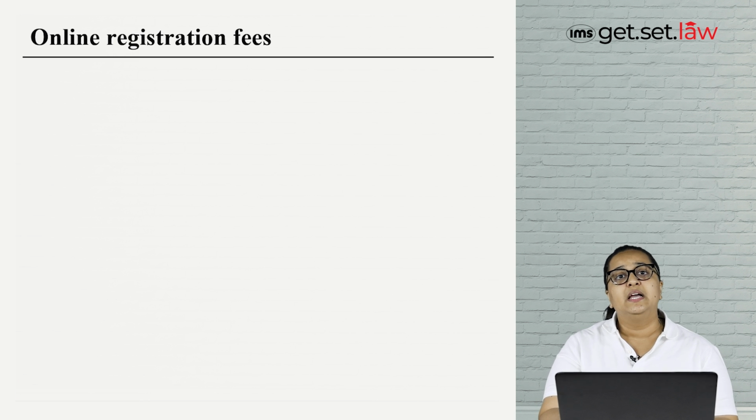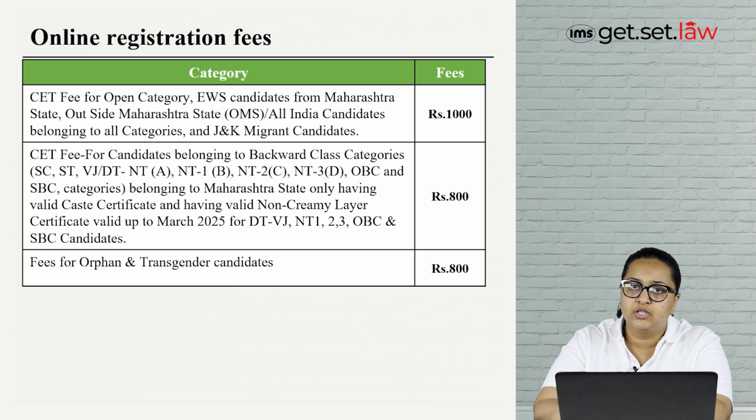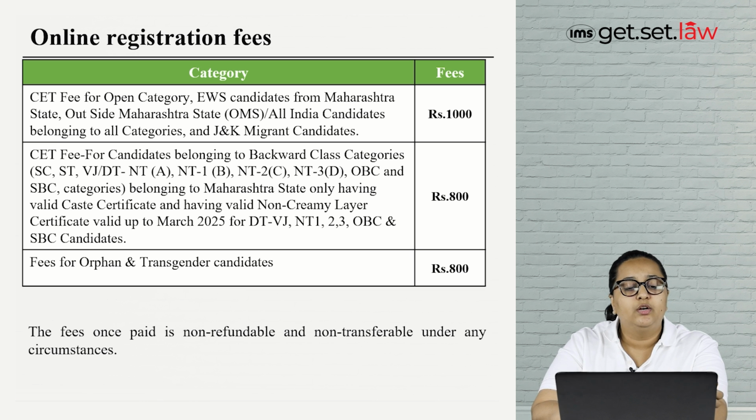Coming to the last part, that is the registration fees. It is important for you to know the registration fees. So for the open category students, for the students who are participating from outside Maharashtra, and for the students who are from Jammu and Kashmir, you have to pay a fee of ₹1,000. The next is students who are of SC, ST, NTA, B, C and D category, as well as OBC and SBC category. You have a fee of ₹800. And lastly, the fee for orphan and transgender candidates will be ₹800 as well. Please note that the fee is non-refundable in nature.